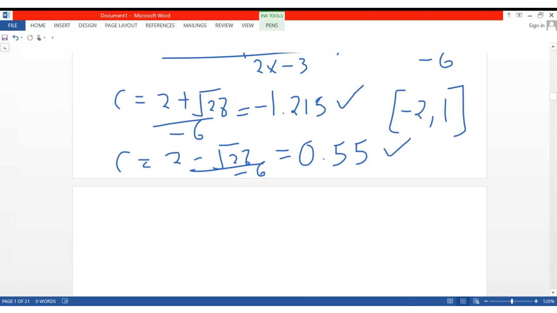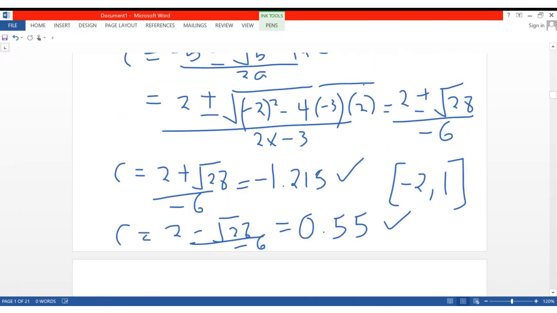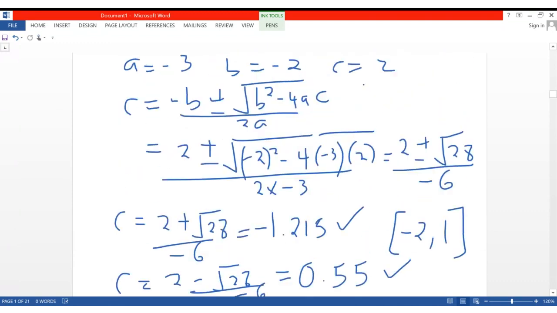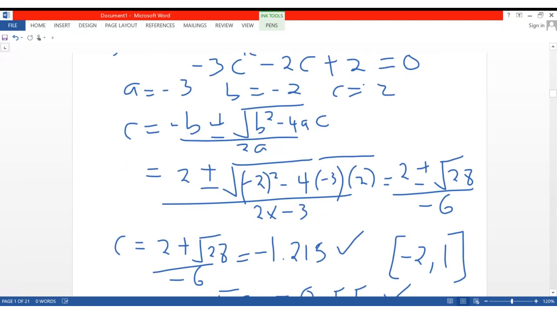So we have two numbers that are in between, and in some cases you'll only find one number in between the interval. What you normally do, you just have to pick at least one that is in between the interval. So we are done with Rolle's theorem.